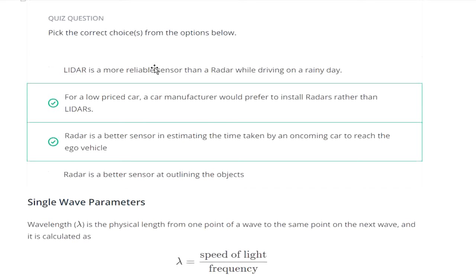Answer this question. LiDAR is a more reliable sensor than a radar while driving on a rainy day. What do you think? Is it wrong, right?